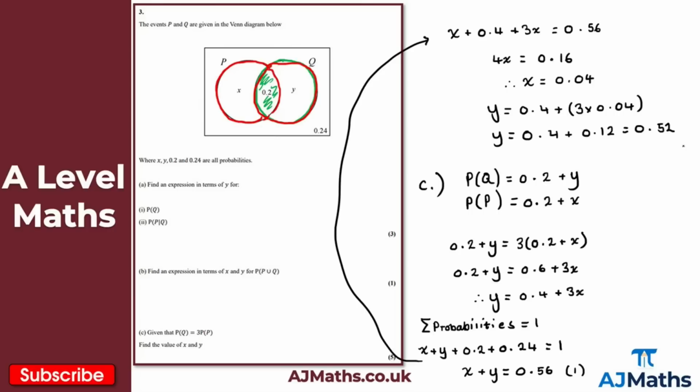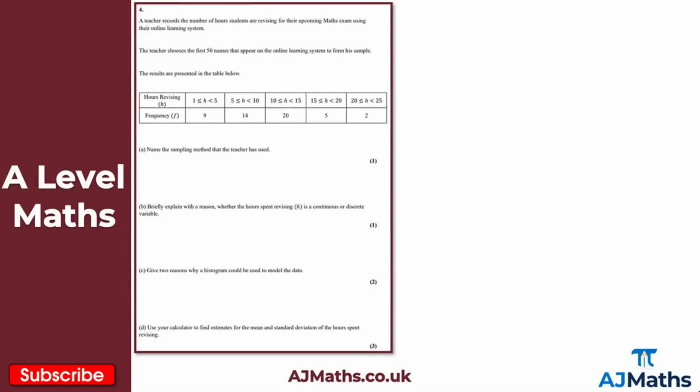Okay, and there we have it. So that's the solution to C, and that gives the solution there to question 3. Moving on to question 4 now. So we've got a teacher here who records a number of hours that students are revising for their upcoming maths exam using their online learning system. The teacher chooses the first 50 names that appear on the online learning system to form his sample. The results are presented in the table below.